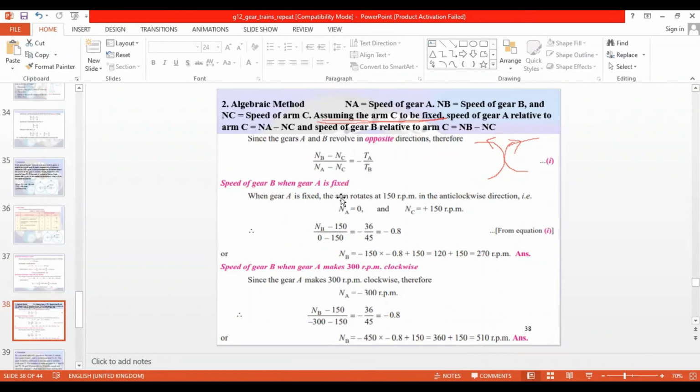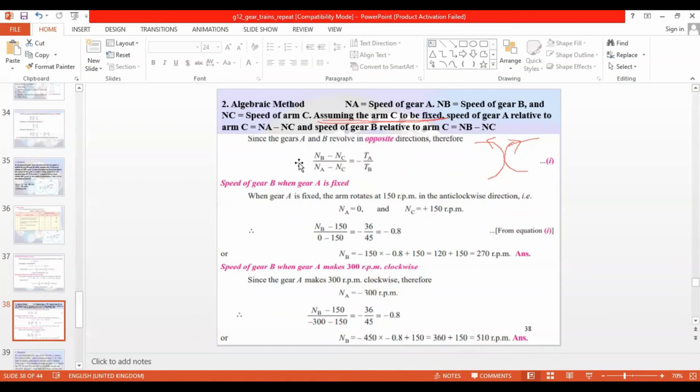When gear A is fixed, NA is now going to be 0, and the arm rotates at 150 rpm, so NC is going to be 150 in the anti-clockwise direction. Anti-clockwise means I am taking anti-clockwise as positive. There is no standard whether you have to take anti-clockwise positive or anti-clockwise negative, but whatever you are taking, you need to keep it up throughout the numerical. So now I am taking anti-clockwise as positive.